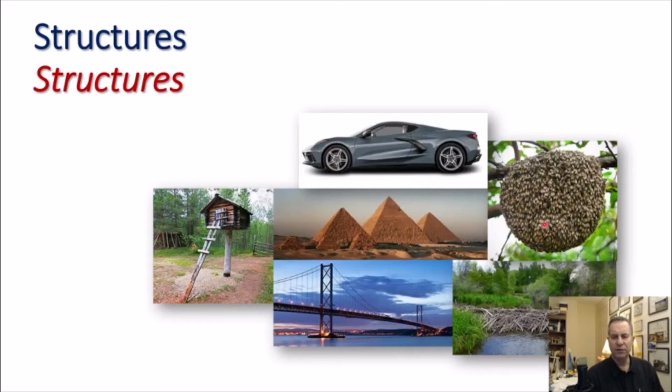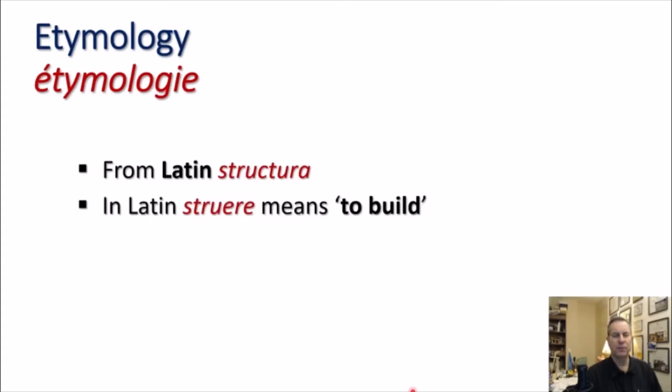So, if you look at these photos, these are all examples of structures. Some are man made, and some are made by animals. Before we get into a little bit more information, it's important to know where the word comes from. Structure comes from the Latin word structura, which in turn comes from the Latin verb struere, which means to build. So a structure is essentially something that has been built.